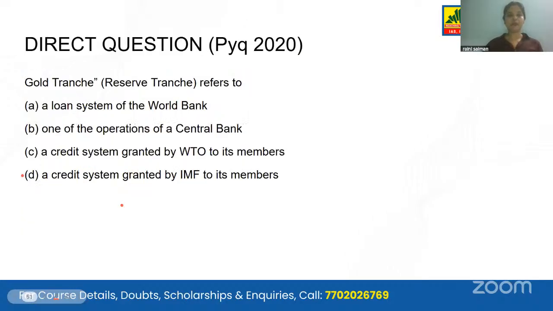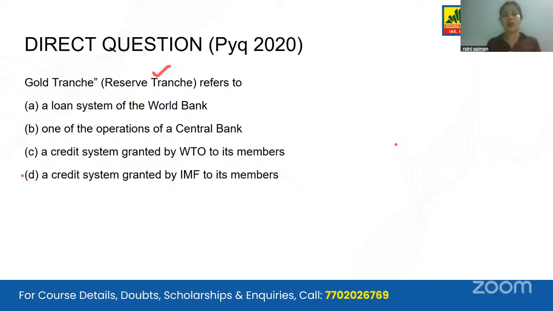Okay. Now going to the next question, that is your gold tranche. What is this gold tranche? Okay. So what is this gold tranche, students? So these are reserves. Okay, these are reserve tranches. They are given the meaning also over here. These are reserve tranches with which body? The countries are keeping the reserve with which body? Is it the World Bank, or is it the central bank, or is it WTO or IMF?